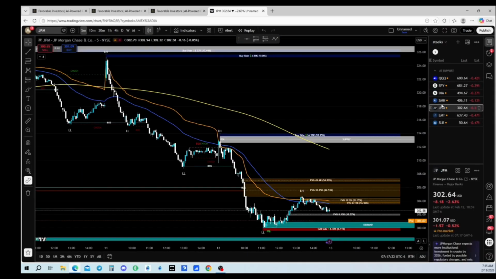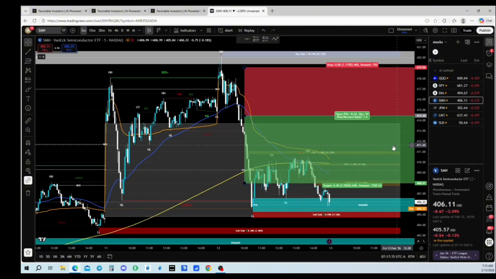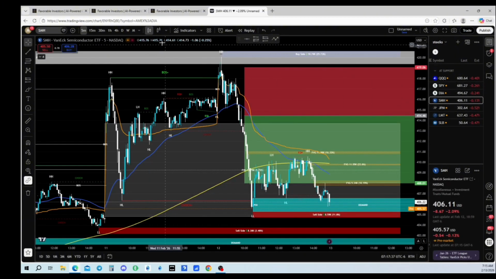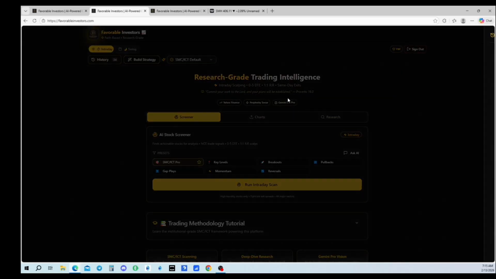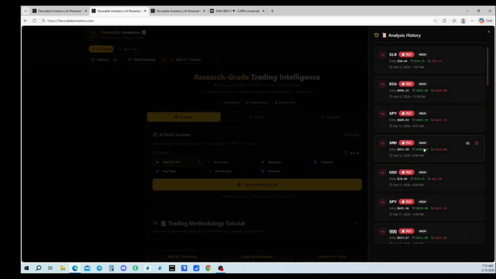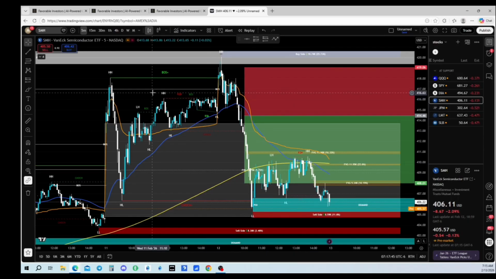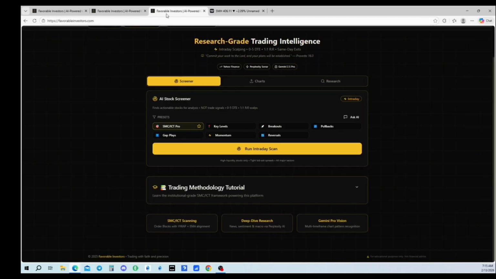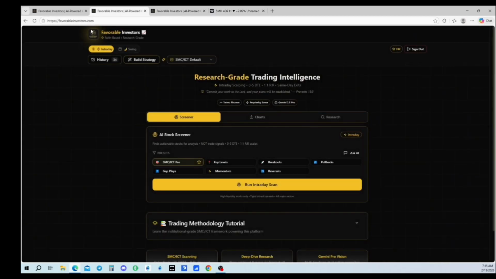This is another one that I ran. Let's see. This was on SMH. This is another stock that was given yesterday. And we can see here, yes, SMH. Look, it was run at 9:39 a.m. yesterday, the prior day. So this is all real trades in the real market.